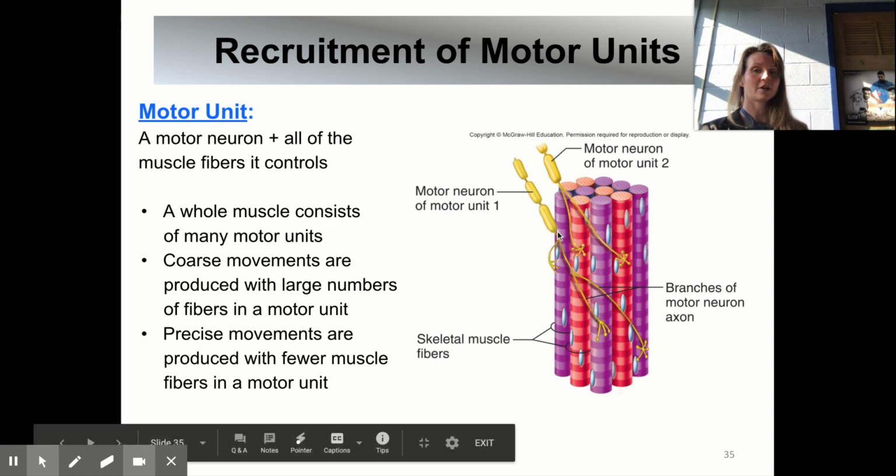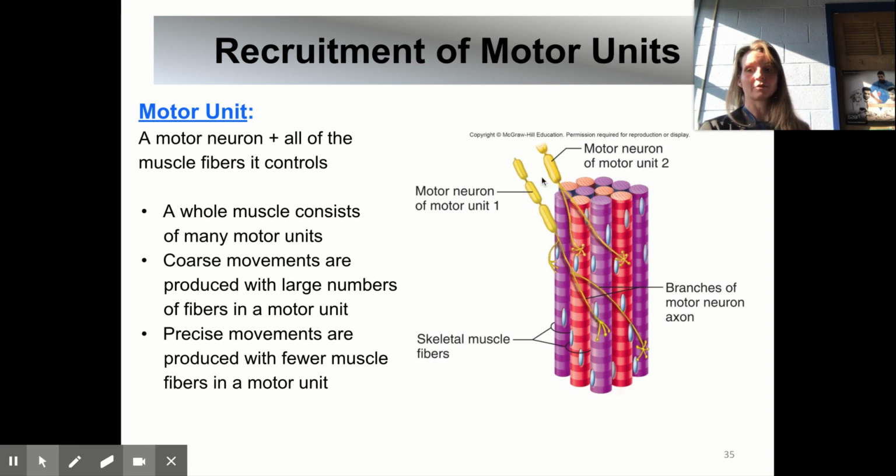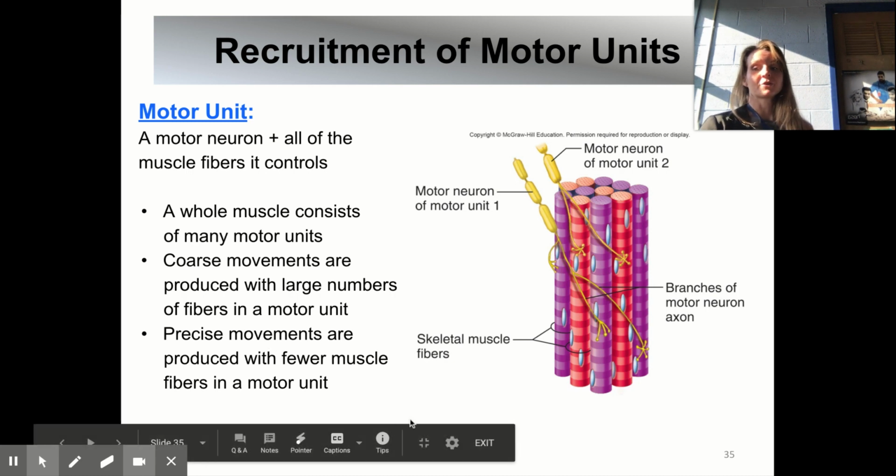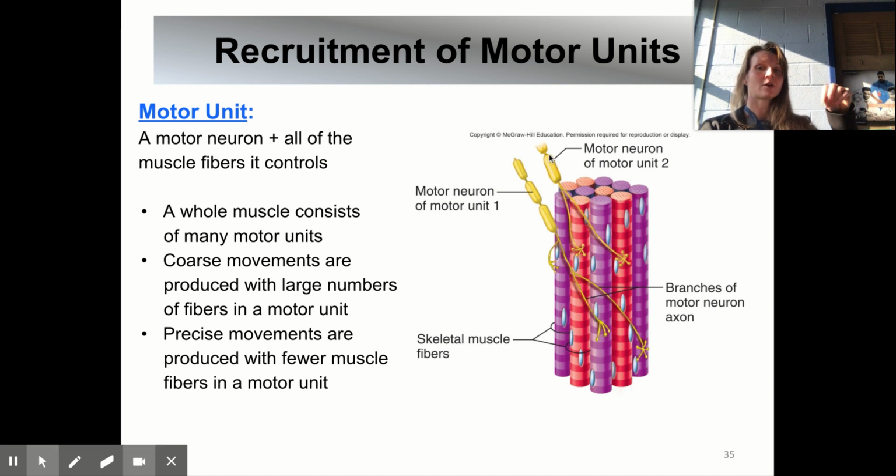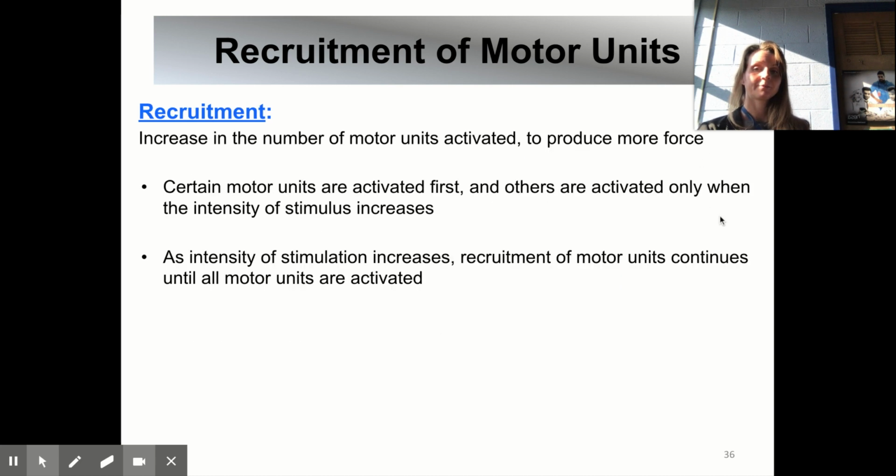A whole muscle consists of many motor units, so we have tons of these. We're not even looking at all of the dense irregular connective tissue that's between these muscle fibers. Coarse movements, or big movements like walking, are produced by large numbers of fibers in a motor unit. Precise movements, like drawing a picture or writing neatly, are produced with fewer muscle fibers in a motor unit. If you were writing something, we're probably talking about motor unit 2, where just a couple of fibers are used to write something very specific. Those are the fine controls.